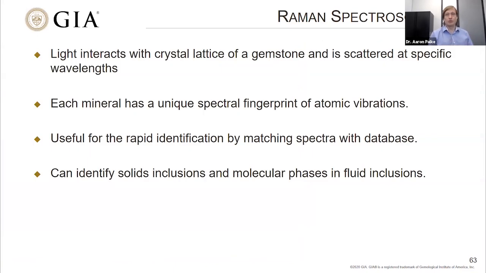And basically what's going on with Raman spectroscopy is that when you shoot light on the gemstone, you're actually interacting with the vibrational frequencies of that gemstone. So gemstones vibrate at high frequencies, and when you shoot the stone with light, you can activate some of those vibrational modes and cause light to be scattered at very specific wavelengths. Each mineral basically has a unique spectral fingerprint of atomic vibrations. And so if we measure the frequencies of light that are scattered off of the gemstone, we can use it as an identification technique in order to match with known fingerprints of different minerals.